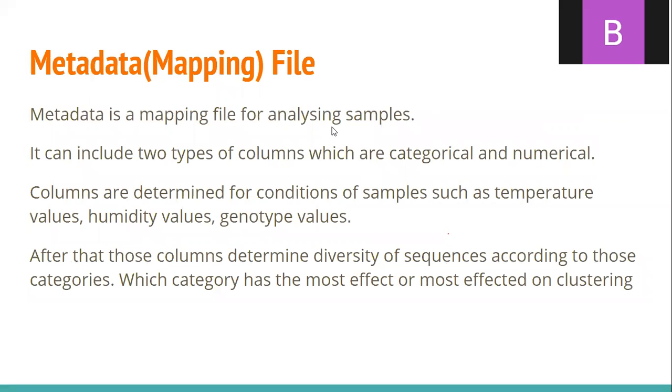And we also want a metadata file for mapping. It's used for the samples and sequences. It contains the determined condition information of the samples, such as temperature, humidity, genotype values. These categories also contain two types, which are categorical and numerical categories. This metadata file can all be done in Google Spreadsheets or Microsoft Excel. For the results of diversity, this file maps the sequences to show which category has the most effect on what.